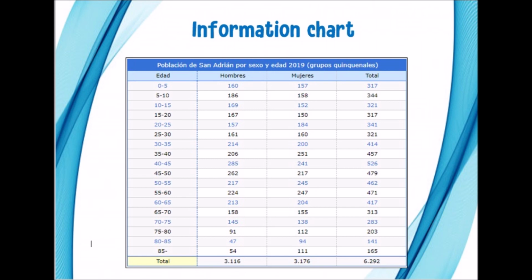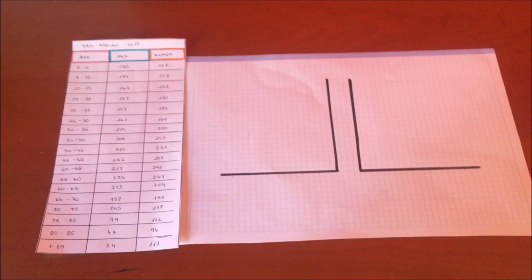As you can see, in the first column there are the age intervals. They are 5 years intervals, from 0 to 5, from 5 to 10, and so on. Then we have the number of men and women at each age. If you look, you will see that, for example, there are 160 men between 0 and 5 years old and 157 women. We need this information to make the population pyramid. So, now that we know what we need, let's start.